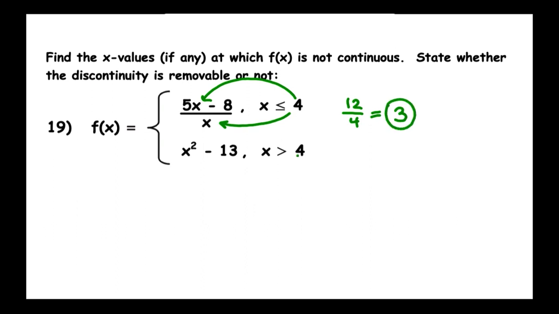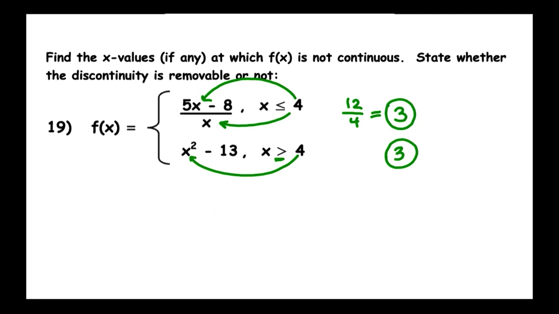If you plug the 4 in here, now I realize there's no equal to underneath. It's simply x is greater than 4. But we're plugging a 4 in anyway because we're basically working with a limit. That's going to be 16 minus 13. That's also 3. So since they both head towards 3, they're going to connect at the point 4, 3. They're going to come together. And so therefore, it's continuous there, even though the rule changed.